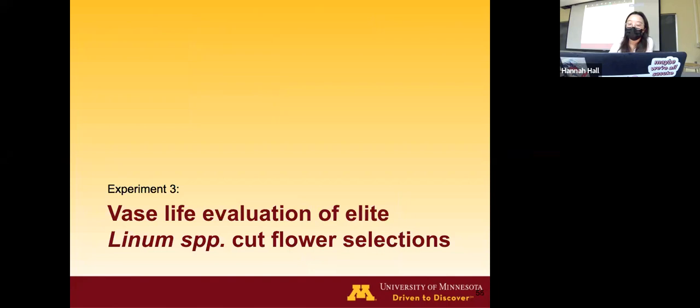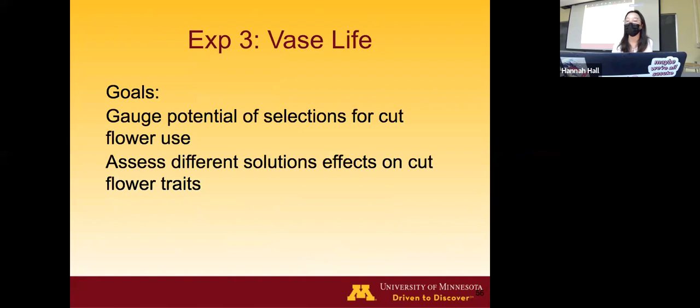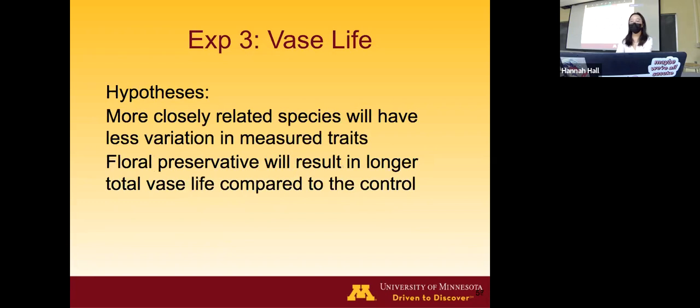So experiment three is a vase life evaluation of elite Linum species cut flower selections. So our goals would be to gauge the potential of selections for cut flower use, and then assess different solutions' effects on cut flower traits. So our hypotheses are that more closely related species will have less variation in measured traits, and that floral preservative will result in longer total vase life than the control.